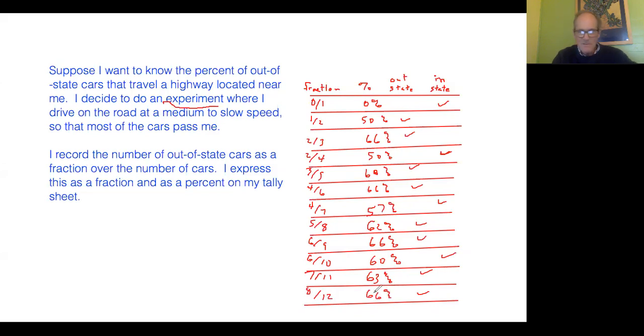Okay, now the question is, is this gradually going to settle down and quit going back and forth between, say, 0 and 50 and 60? It looks as though it's kind of settling in on somewhere in the 60%. How many cars would it take to get a pretty good estimate of what my percent of out-of-state and in-state cars actually is?